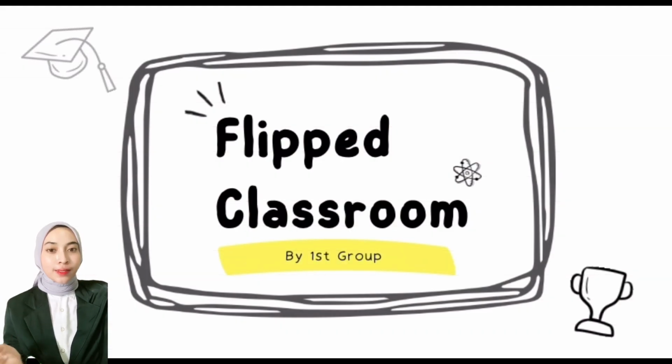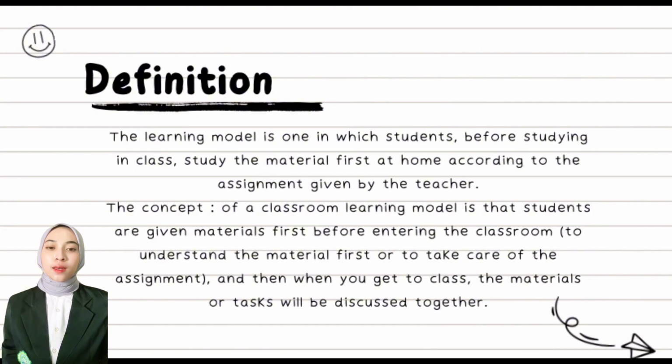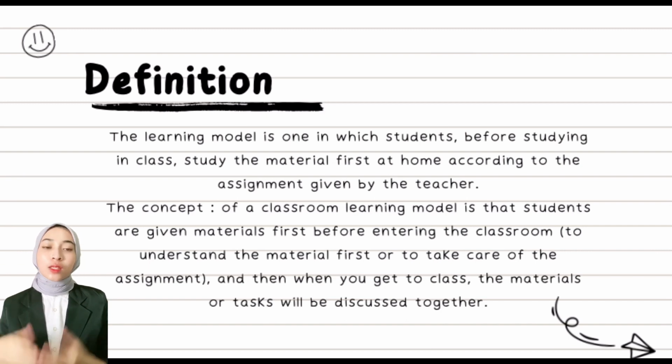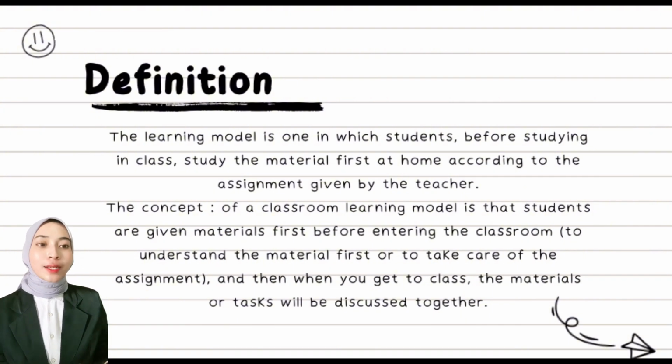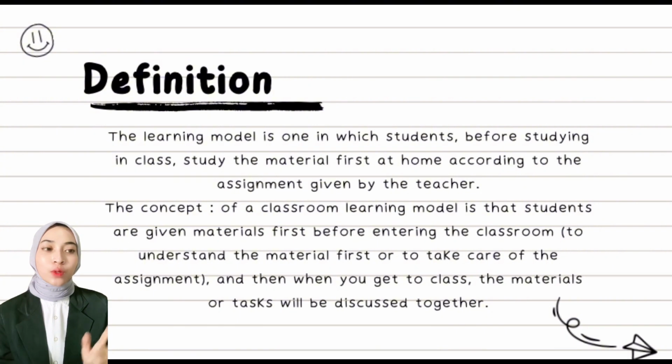Okay, the first is the definition of flipped classroom. Flipped classroom is a learning model in which students, before studying in class, study the material first at home according to the assignment given by the teacher. The concept is that students are given material first before entering the classroom, to understand the material or take care of the assignment, and then when they get to class, the materials or tasks will be discussed together.